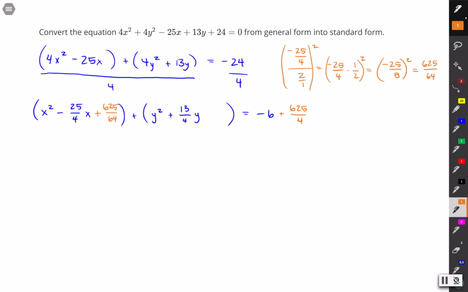Okay, now 13/4 is going to change in the same way. So 13/4 divided by 2 will be 13/8. And then when I square 13/8, it will be 169 over 64. Oh, I put a 4 there. I apologize. Good thing I saw that. Okay, so now I am at a point where I can proceed.